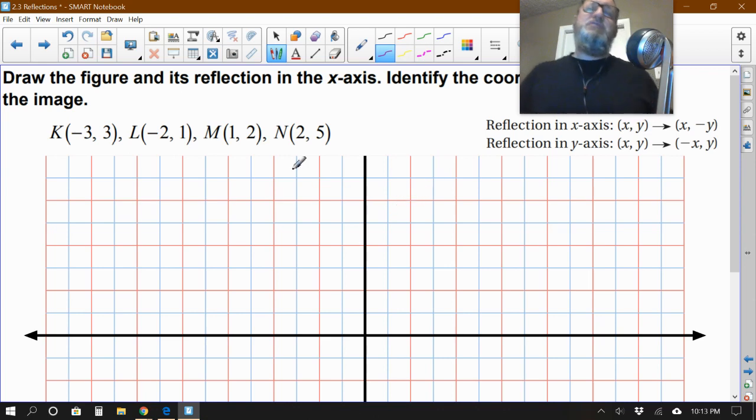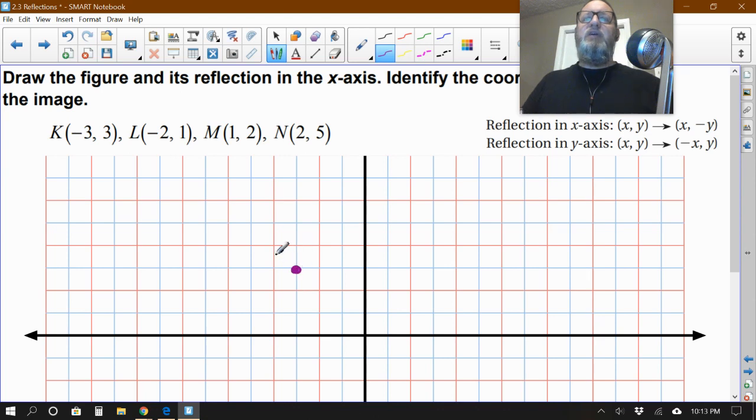Okay, here we go. We're going to draw some of these. Draw the figure and its reflection in the x-axis. Identify the coordinates of the image. I brought the rule over here just to help us. So let's see here. K is at negative 3, 3. 1, 2, 3, 1, 2, 3.